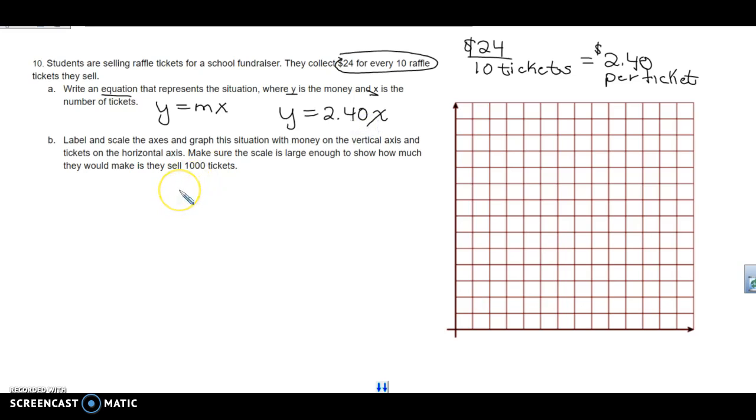On part B, it says to label and scale the axis and graph the situation with money on the vertical axis, which is your y-axis, and number of tickets on the horizontal, or your x. And it says to make sure that the scale is large enough to show how much money they would make if they were to sell 1,000 tickets. So we have to make sure that down here we scale it by a number large enough that 1,000 tickets is able to fit. So what I would suggest maybe doing is just going up by 100 each time.